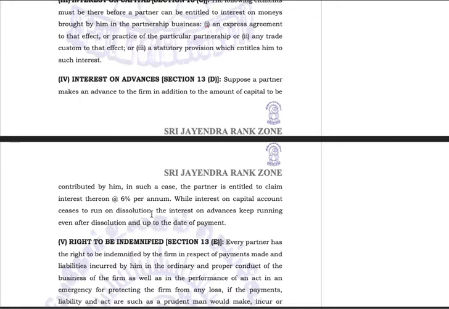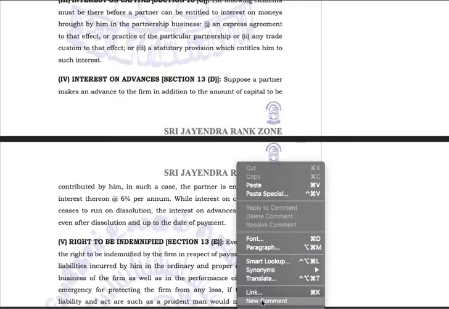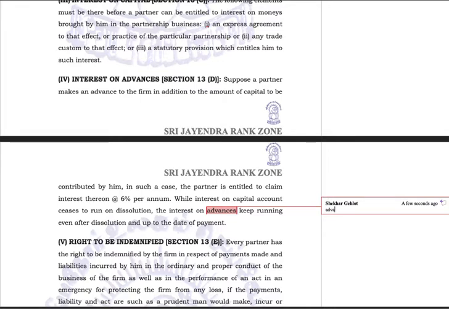Interest on capital means initially each brings a capital. Each partner will say let's contribute 25 lakh each. Okay, interest on capital is that. Interest on advances is if you have given a loan. Interest on advance means a loan given to the firm. Okay.